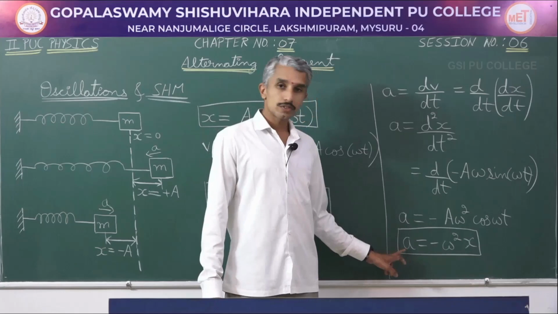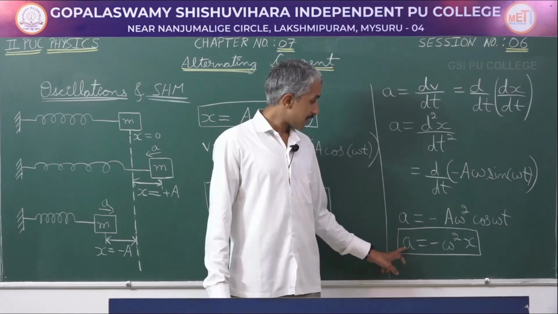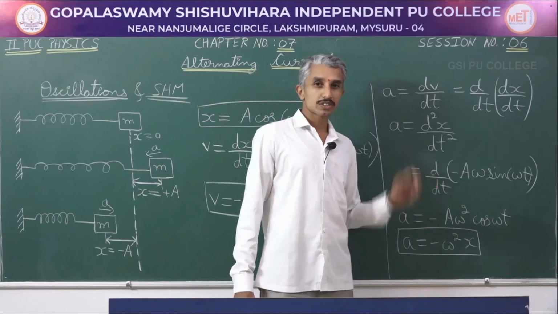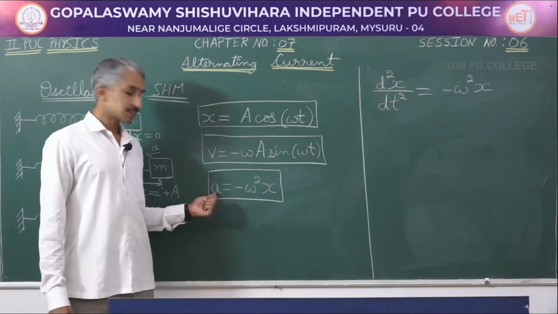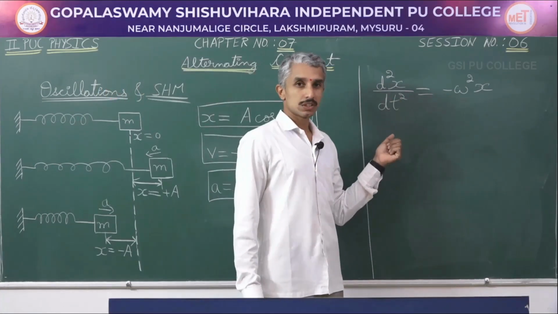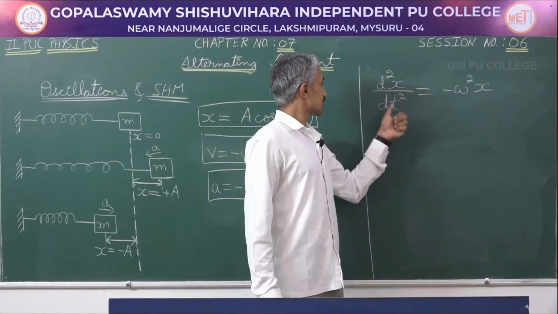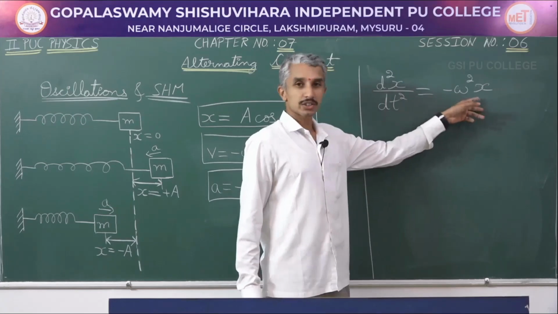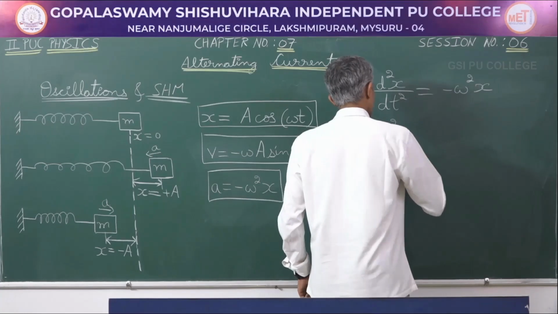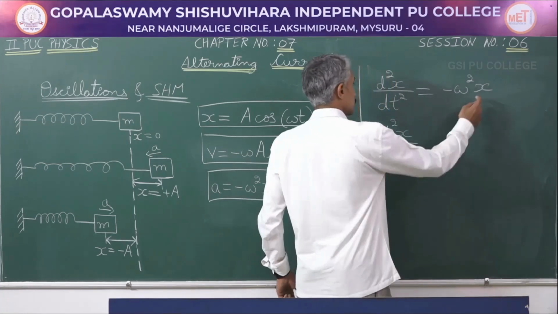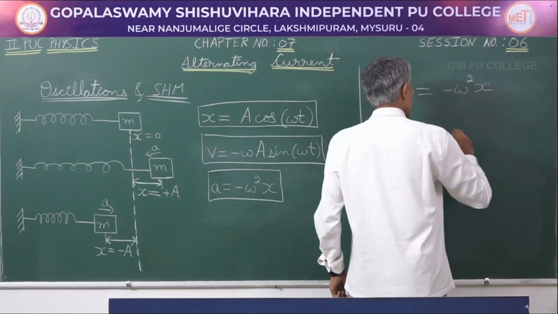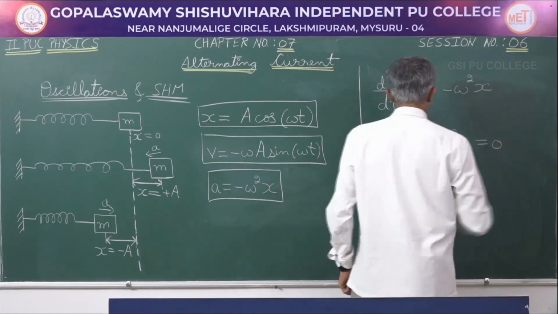Further, in place of acceleration a, I will substitute d square x by dt square. So, let us see what happens. The equation becomes d square x by dt square is equal to minus omega square into x. I will rearrange this, shifting this from right hand side to left hand side: d square x by dt square plus omega square x is equal to 0.